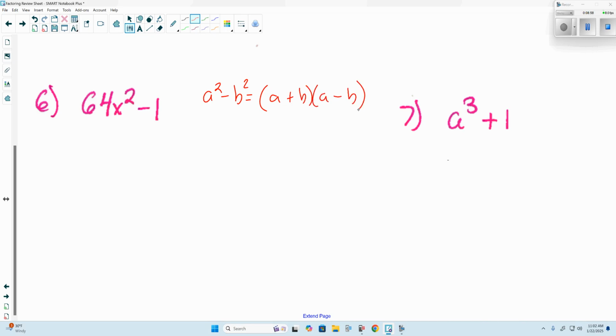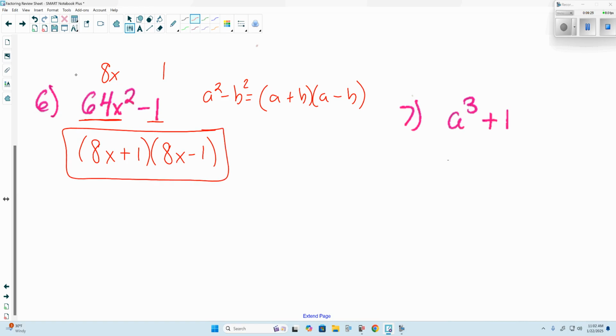So there is no greatest common factor between the two. What times itself is 64x squared? It would be 8x. What times itself is 1? So a in our case is 8x. B is 1. So a plus b would be 8x plus 1. And a minus b would be 8x minus 1. So all we did was replace a and b with 8x and 1.